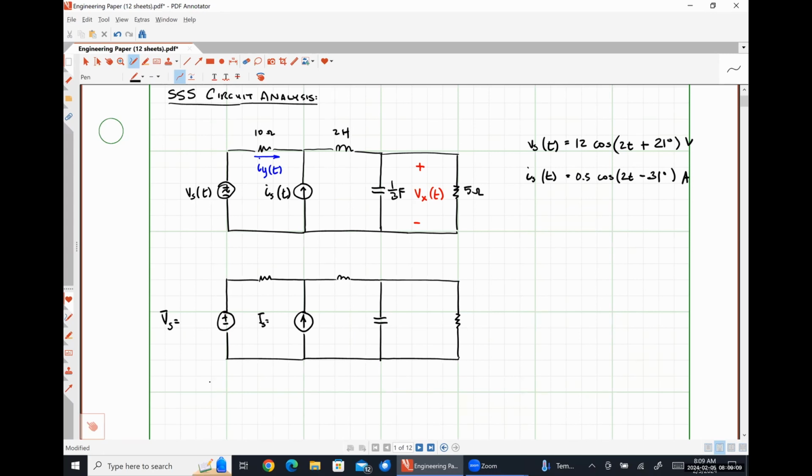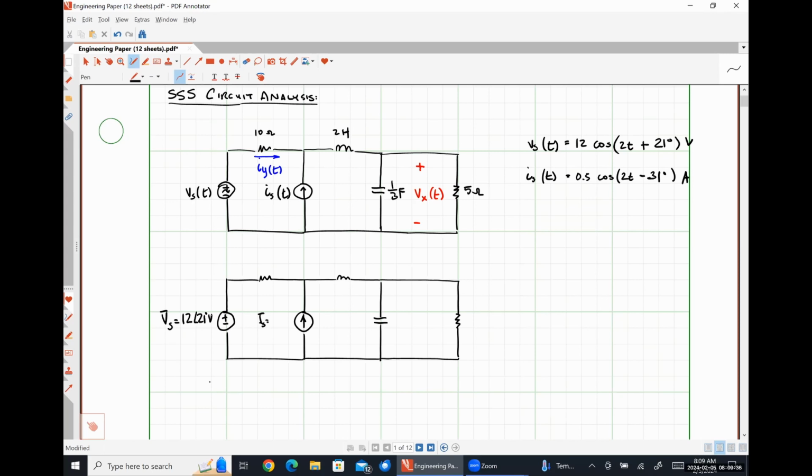So let's start with our voltage source first. What should the phasor representation of Vs of t be? Patrick? 12 angle 21, absolutely. So we kept the magnitude, kept the phase angle, and threw the rest away because we have a cosine function, so we don't have to do any real work there. So 12 angle 21 degrees volts.